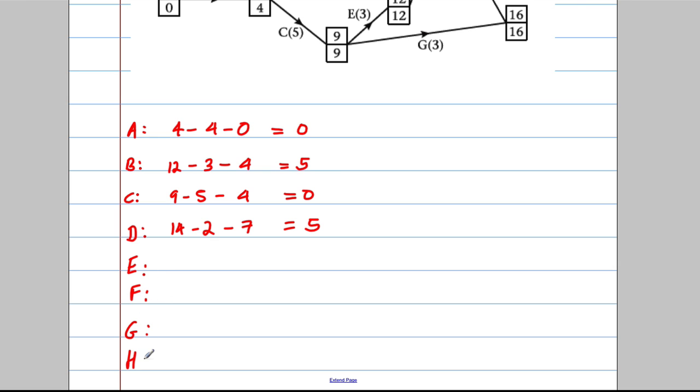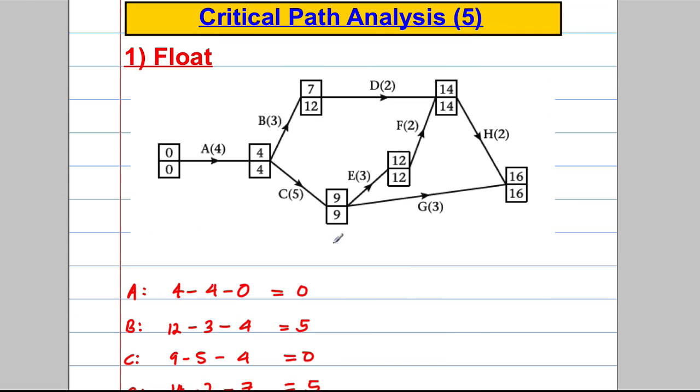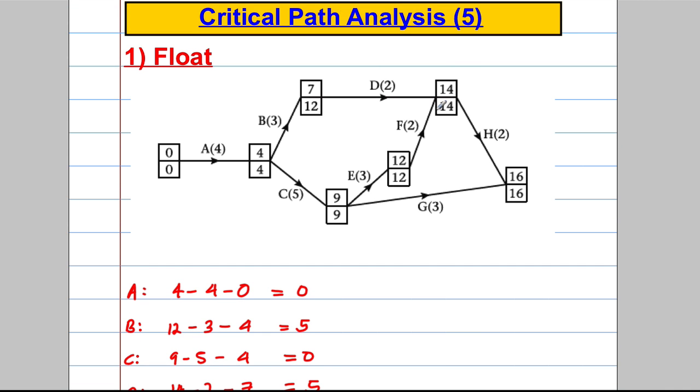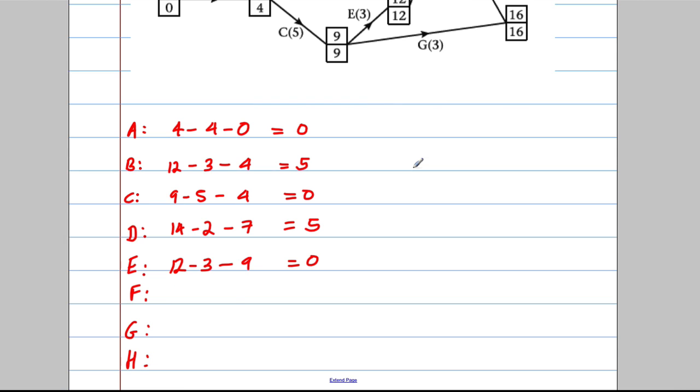So we'll calculate the float of each of these. Let's have a look at E. 12, take away 3, take away 9, which is going to be 0. F is going to be 14, take away 2, take away 12, which again is 0.